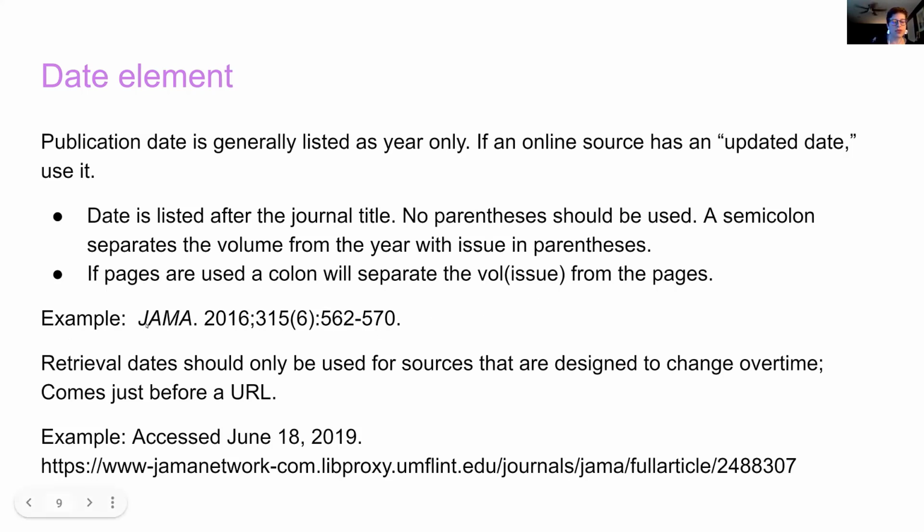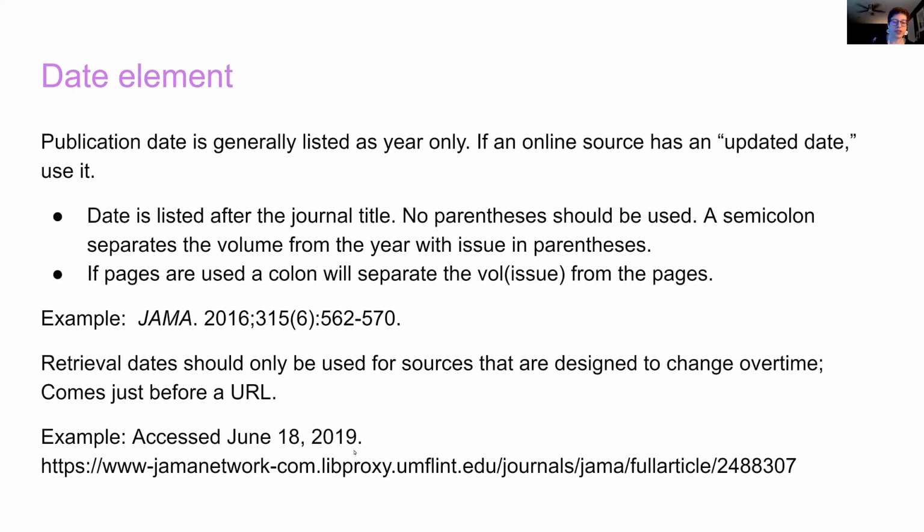So here's an example. This is JAMA, which is the Journal of the American Medical Association. We'll see later on when we talk about journals, but I'll mention it now too: American Medical Association does not spell out the entire journal name. They use journal abbreviations, and there's a list available. So that's why this is listed as JAMA. This article was published in 2016, semicolon, and then you have your volume, immediately, no spaces, with parentheses. So that's the issue. And then your pages.